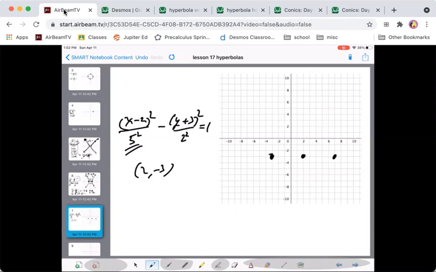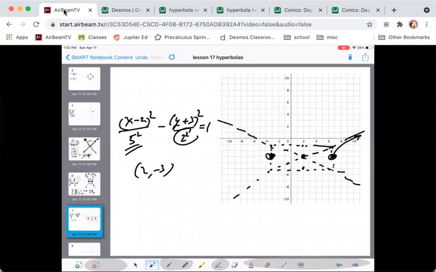Those are going to be our vertices. Then we go 2 up and 2 down. Those are not vertices. Those are just points that help us draw the rectangle and the diagonals of the rectangle. And then from the 2 vertices, we can draw the branches of the hyperbola.